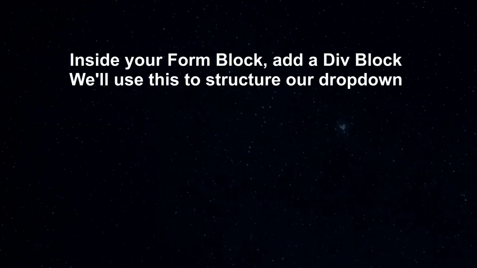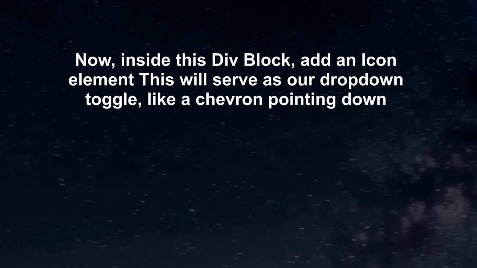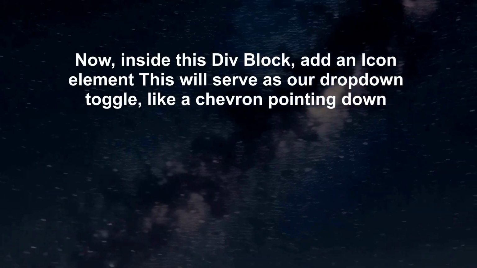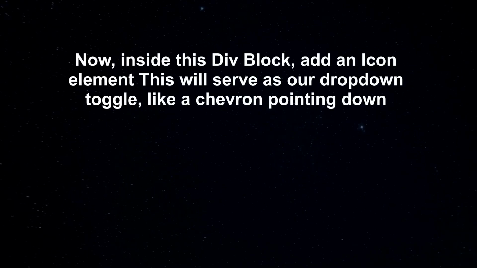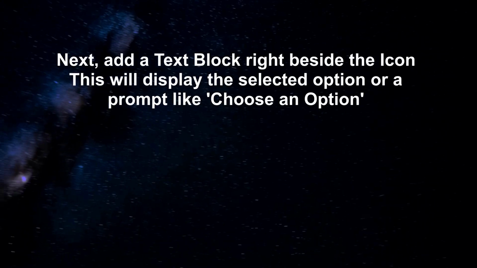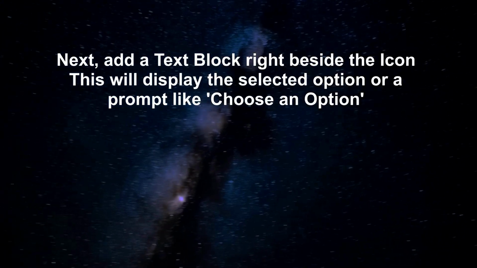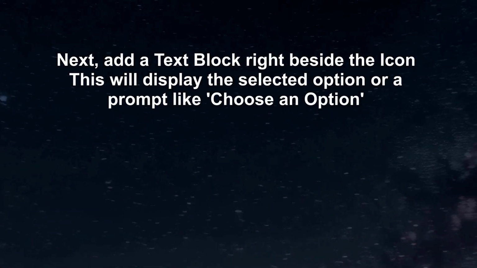Inside your form block, add a div block. We'll use this to structure our drop-down. Now, inside this div block, add an icon element. This will serve as our drop-down toggle, like a chevron pointing down. Next, add a text block right beside the icon. This will display the selected option or a prompt like "Choose an option."